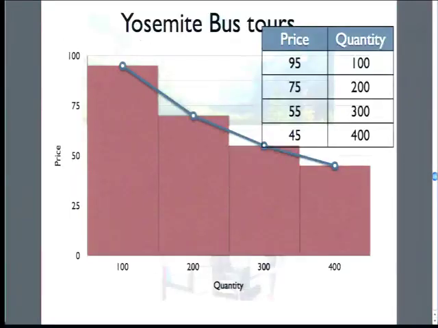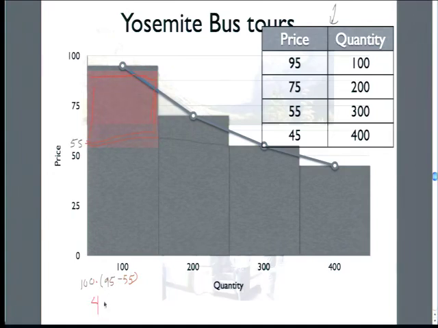Here's another graph that we had, Yosemite bus tours. This one is where I was trying to show that it could be chunky. We'll have this price and quantities schedule right here. If the price at equilibrium was 55, then we would know that the first 100 people thought that it was worth $95, but they only have to pay $55. So we have a measure of how much the consumer surplus of the first 100 people is.